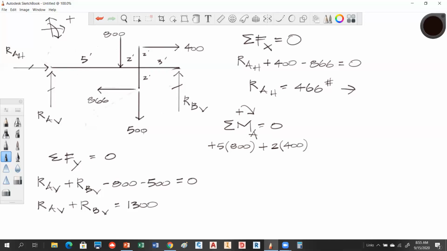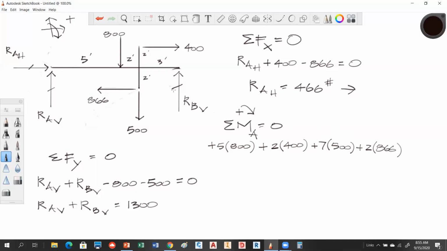All right, if I look at this vector, 500, he is 7 feet over, and he's also tending to turn this clockwise. So what we're going to have here is plus 7 times 500. And then this guy is also 2 down. So line of action, that's 2, also tending to turn it clockwise. So this is going to be plus 2,866.